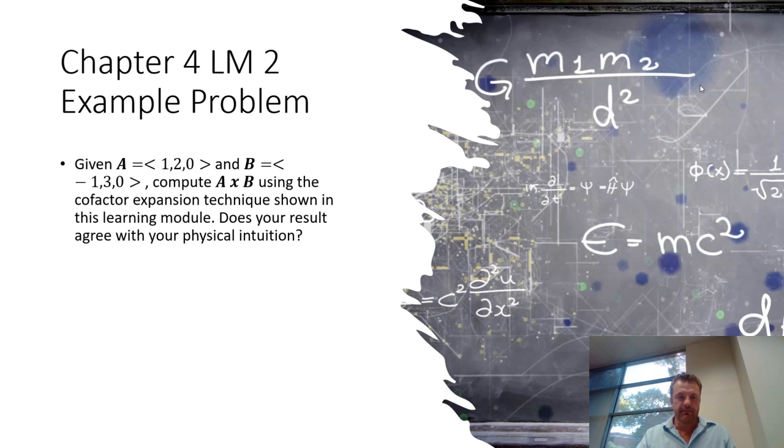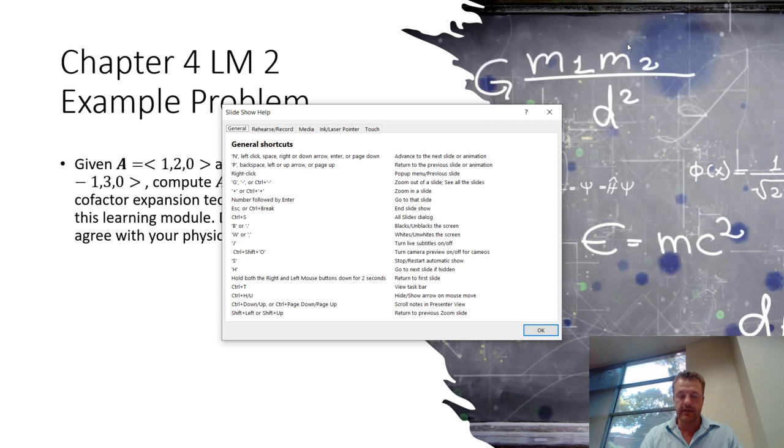So let's talk about an example problem from this section. We're given two vectors expressed in rectangular form. The first vector A has an x component of 1, y component of 2, z component of 0. The second vector B has an x component of -1, y component of 3, and z component of 0. What we want to do is compute A cross B, and then see if the result agrees with our physical intuition.